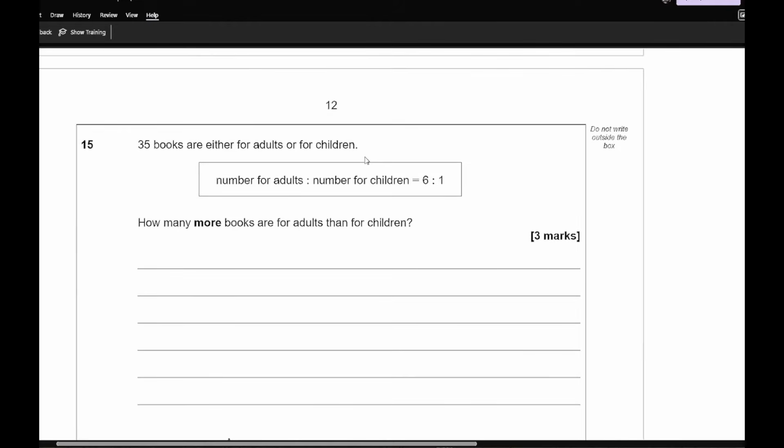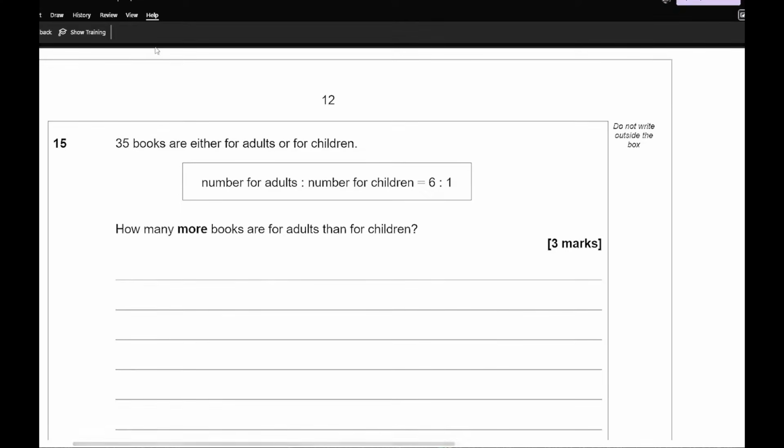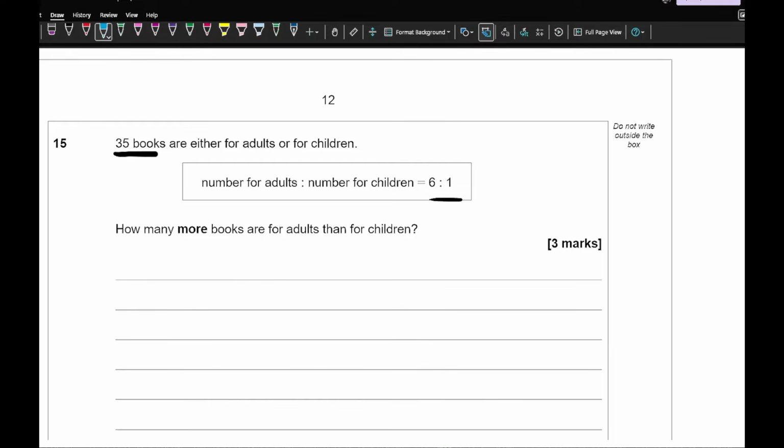Then moving on to question 15, it says 35 books are either for adults or children. The ratio of adults to children is 6:1. How many more books are for adults than are for children? So here we've got a total of 35 and we've got a ratio of 6:1. So what we need to work out is the difference between the adult books and the children books. So we do 35 divided by the total number of parts, which is 7, giving me 5.